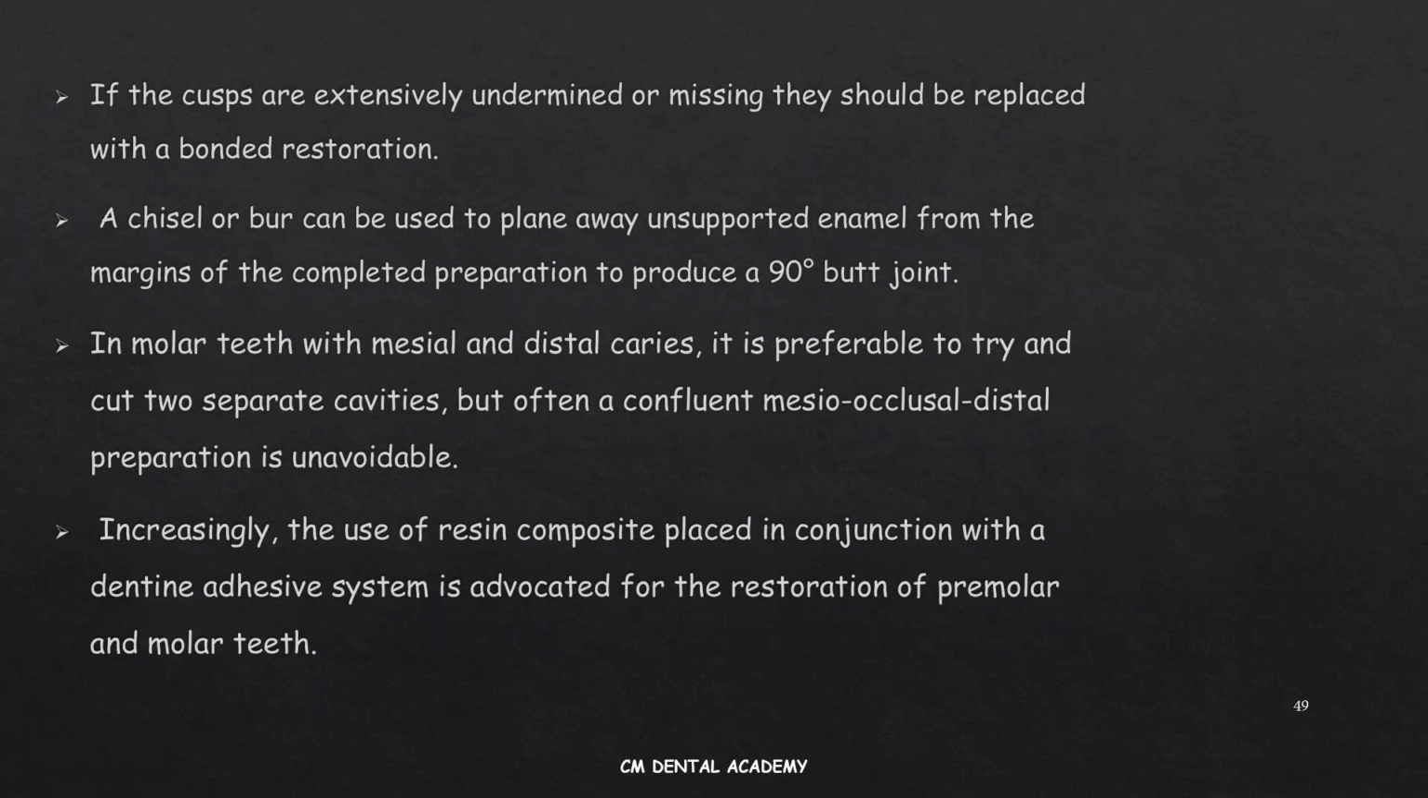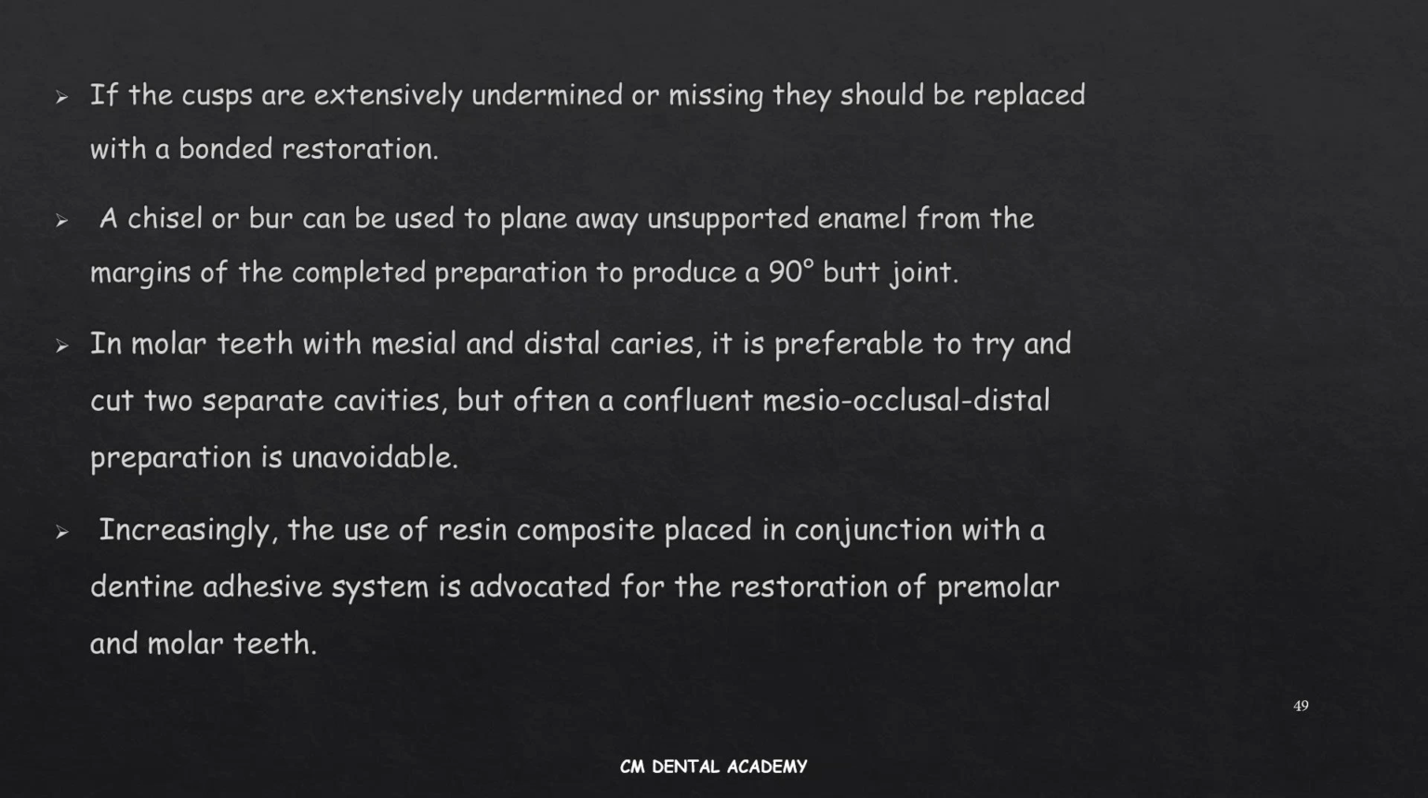If the cusps are extensively undermined or missing, they should be replaced with a bonded restoration. A chisel or burr can be used to plane away the unsupported enamel from the margins of the completed preparation to produce a 90-degree butt joint. In molar teeth with mesial and distal caries, it is preferable to try and cut two separate cavities, but often a confluent mesio-occlusal-distal preparation is unavoidable.